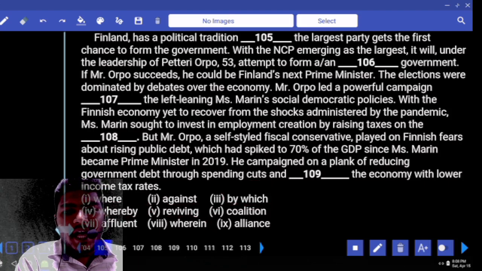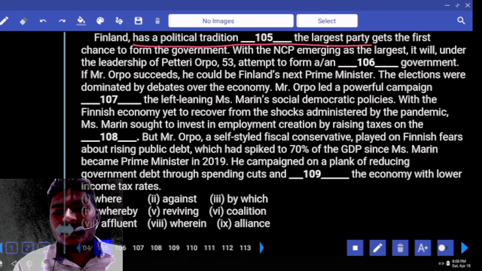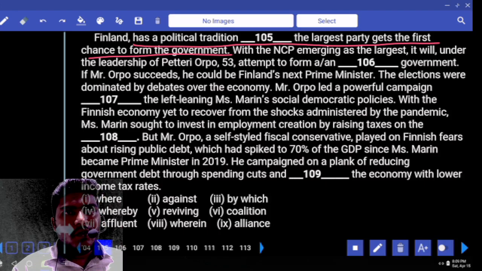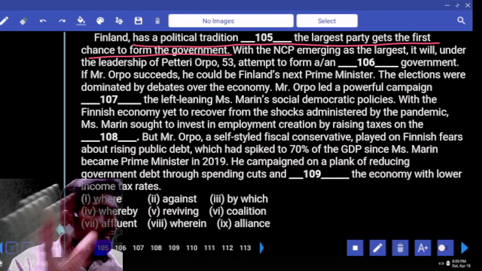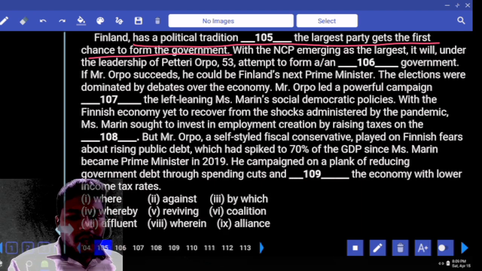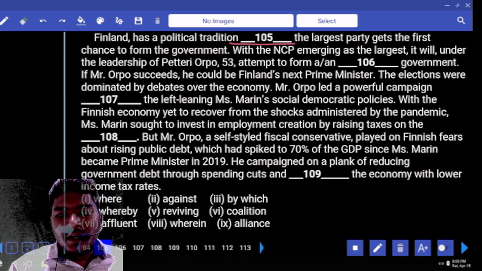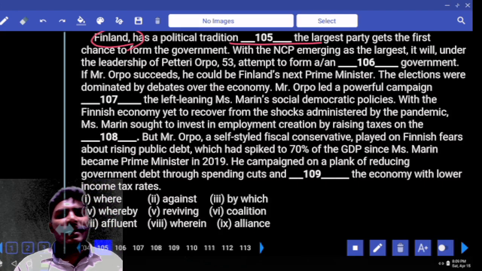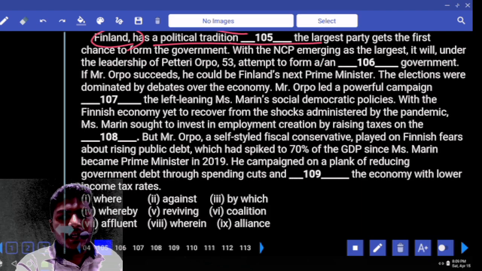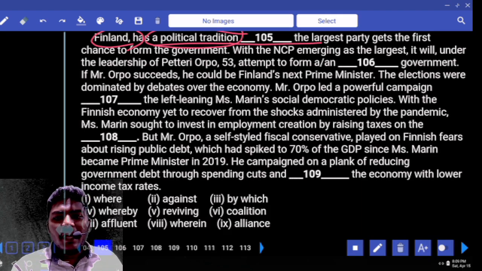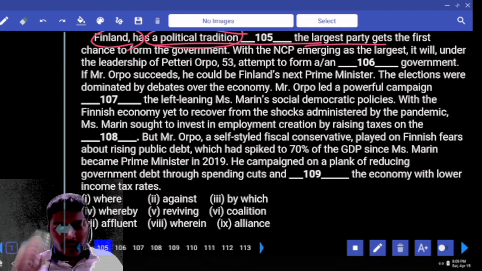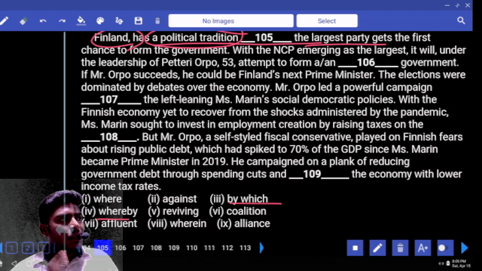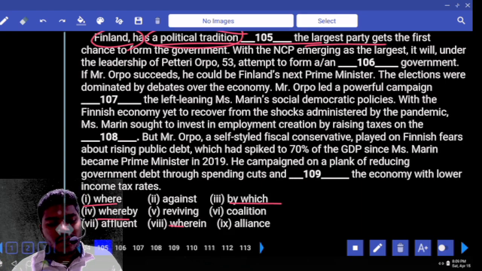Finland, it has a political tradition dash the largest party gets the first chance to form the government. In Finland they have one rule, whatever the largest party is in the country, it has to form the government immediately. Now tell me which options can be used here. Dash the largest party, we are speaking about what here? Finland. Finland has a political tradition, we are speaking also about the tradition. This tradition dash the largest party. Now we are speaking about the tradition, what can be used? Tell me here. By which, whereby. I am giving you two options. Another one is where, another one is wherein.